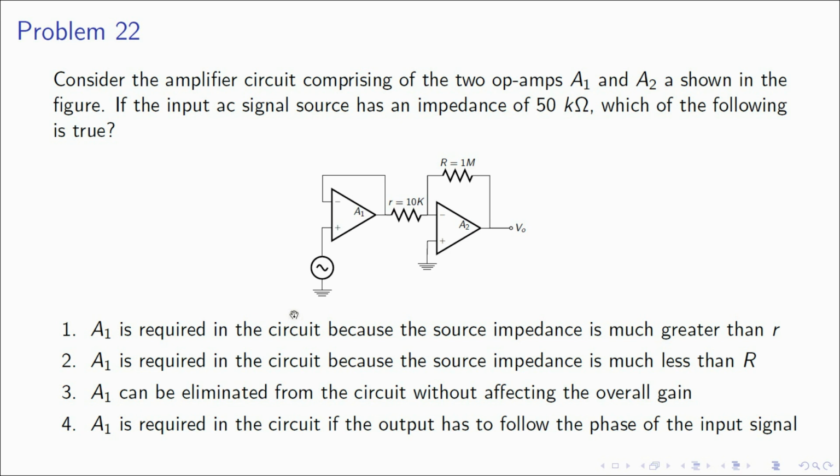Also, this option 4 is also wrong, because it says the A1 is required if the output has to follow the phase of the input signal. That is also wrong, because this is non-inverting, so the phase does not change. Even if you remove it, it will still have the same phase. So 1, 2 and 4 are wrong, so option 3 has to be right.